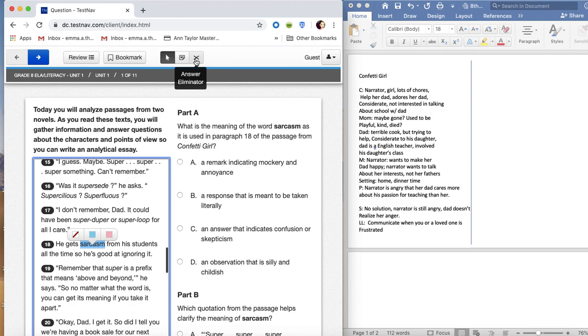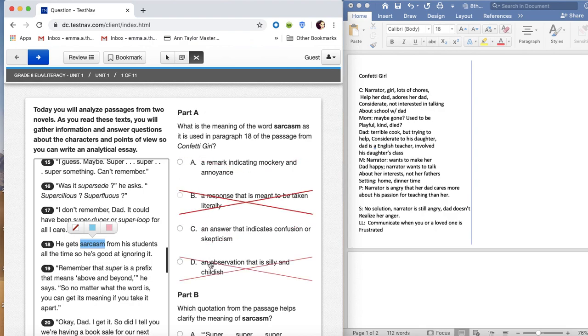So do that with me. Click the X, check your partner and make sure they have the X. And then I can get rid of B and D. I heard most of us say that A and C could be correct. Now I have to go back and click the pointer in order to select a correct answer.